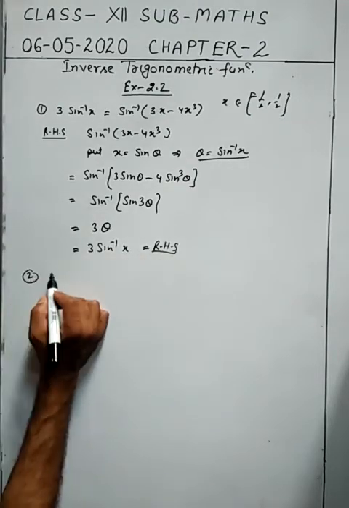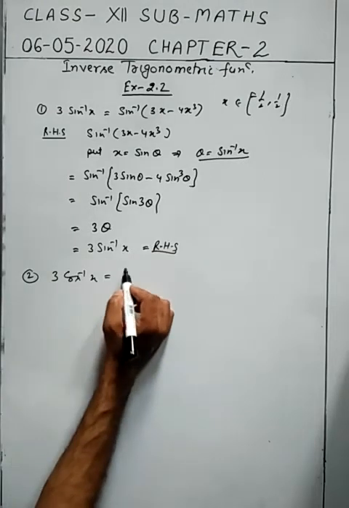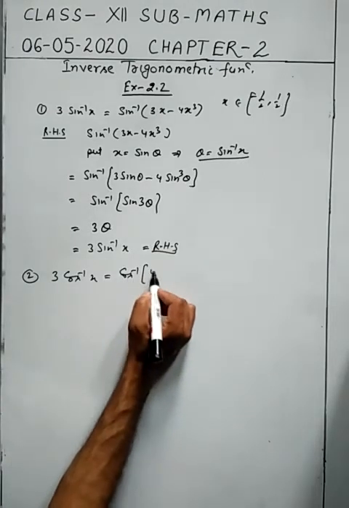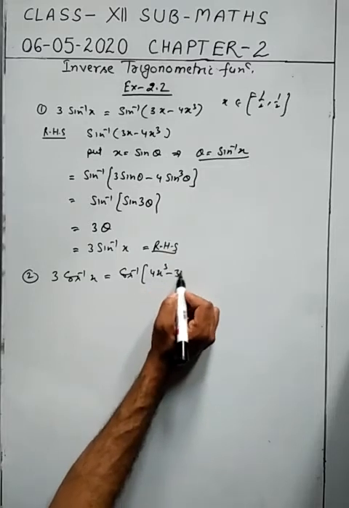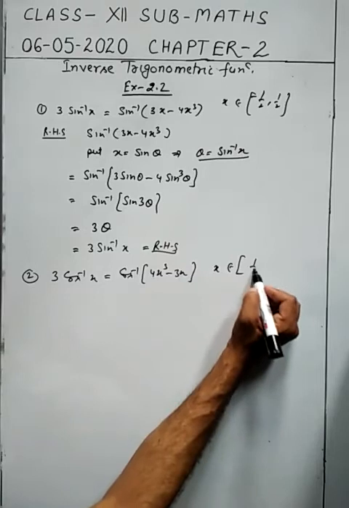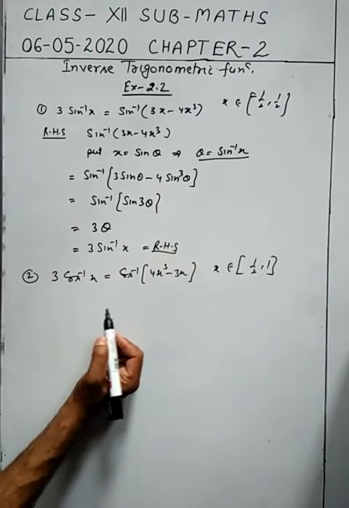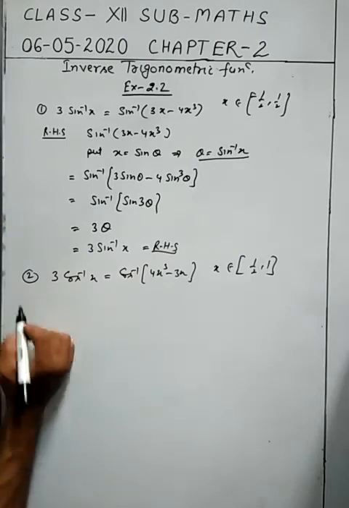Similarly, question number 2, that is 3 cos inverse x equals cos inverse of 4x cube minus 3x, with the given range x belongs to half to 1. So this is your homework. I think you can complete it very easily.